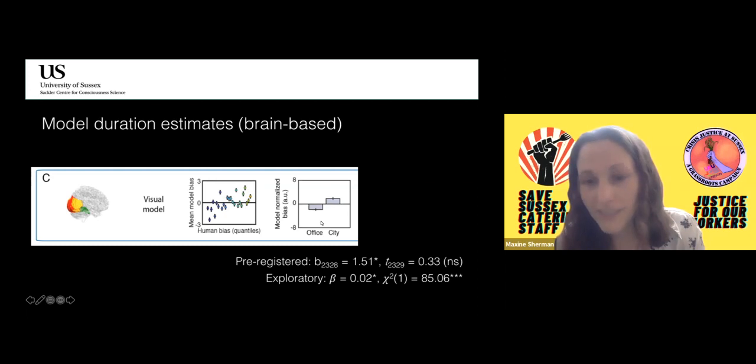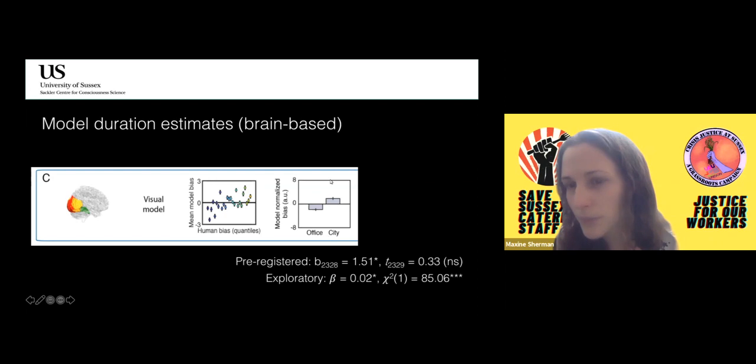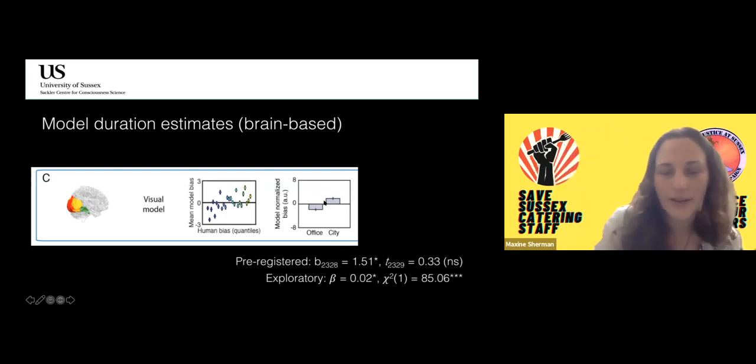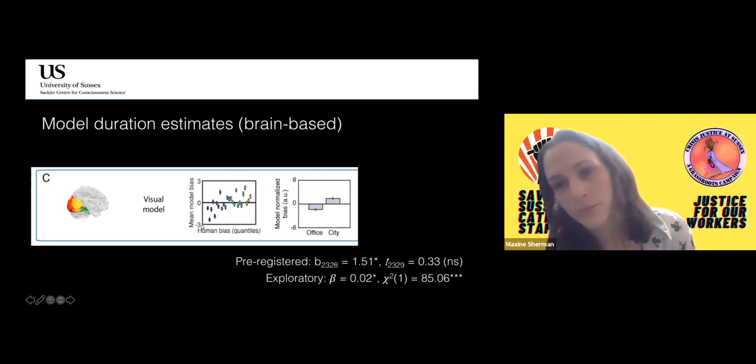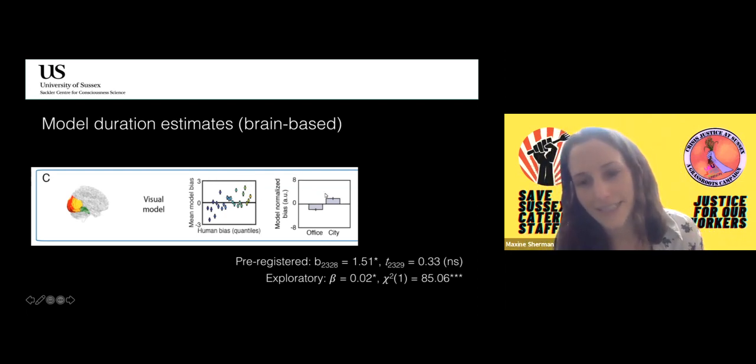In the pre-registered analysis, the correlation came out, not the bar plot. If anyone wants to know why, I can talk about it later. So the correlation came out on both analyses. This t-test came out only in the pre-registered one.